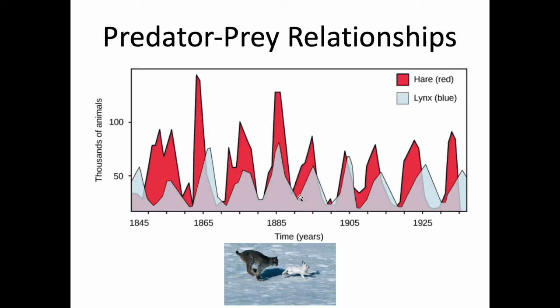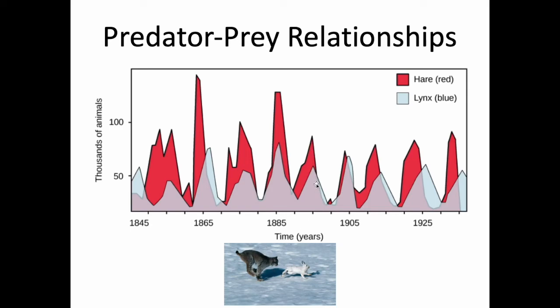Plenty of food for them. They're going to have a great time. They're going to survive really well. They're going to reproduce really well. Their population is going to spike up. But eventually, they're going to kill and eat most of those snowshoe hare. The snowshoe hare population is going to really dip down as they get eaten.